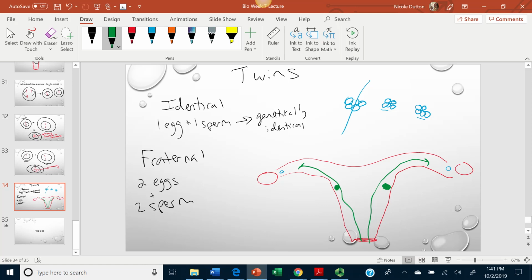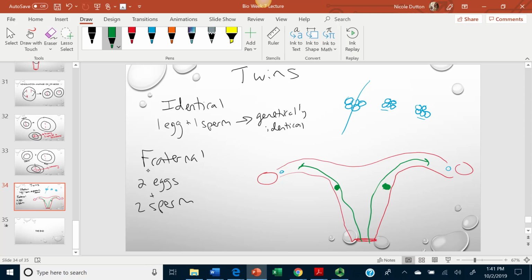Now, it is possible that 2 sperm cells from 2 separate men can fertilize each one of these eggs. I'll tell you about an episode of Maury that I watched. Maybe I'll give you that one in class. But as you can see, because these sperm are swimming separately, you can have sperm from 2 separate men fertilize these 2 eggs, and you can have half siblings being delivered as fraternal twins.